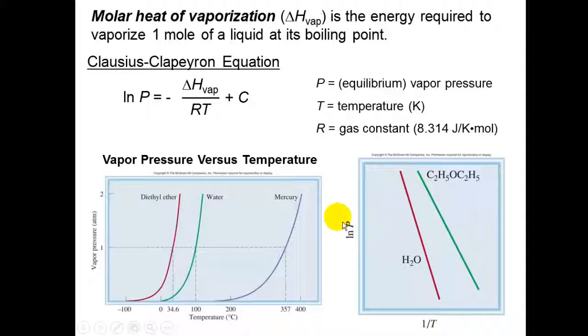And so if you plot the natural log of the vapor pressure on the y-axis and 1 over T on the x-axis, you get a straight line. And the slope of that straight line is minus delta H vaporization over R. So that's the relationship. This is a linear transform. You're taking this curve, plotting the natural log versus 1 over T. You get a straight linear relationship whose slope gives you the delta H vaporization divided by the gas constant R.